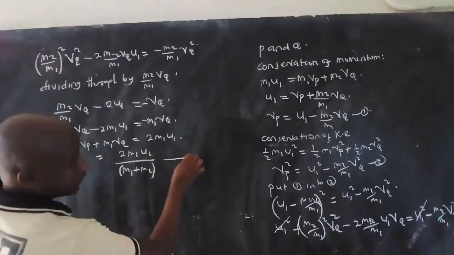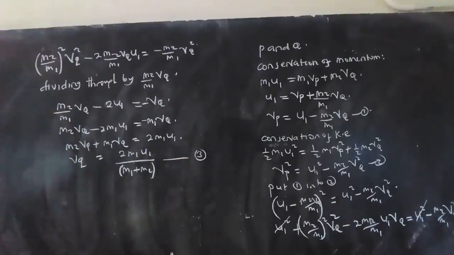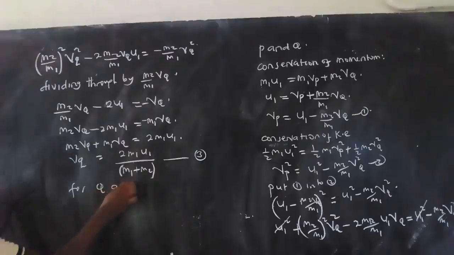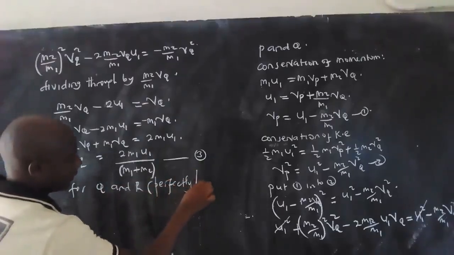Let us call this one equation 3. Then we go to the condition between M2 and M3. This is a perfectly inelastic collision.